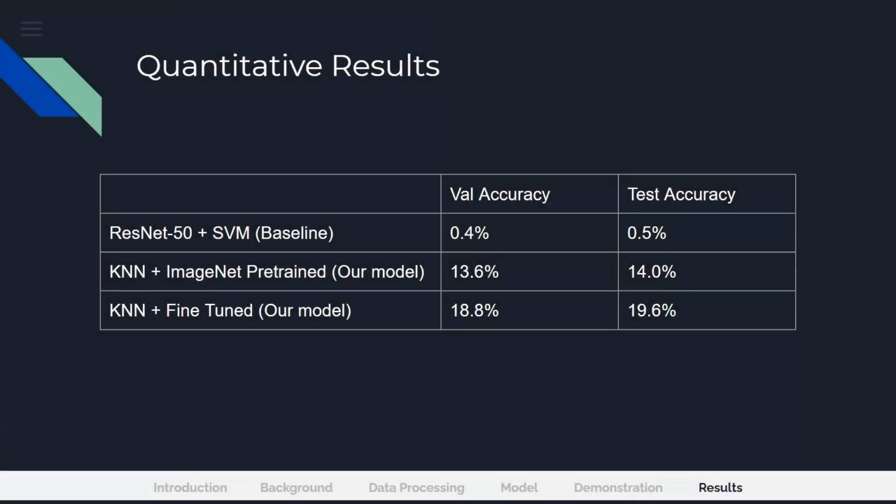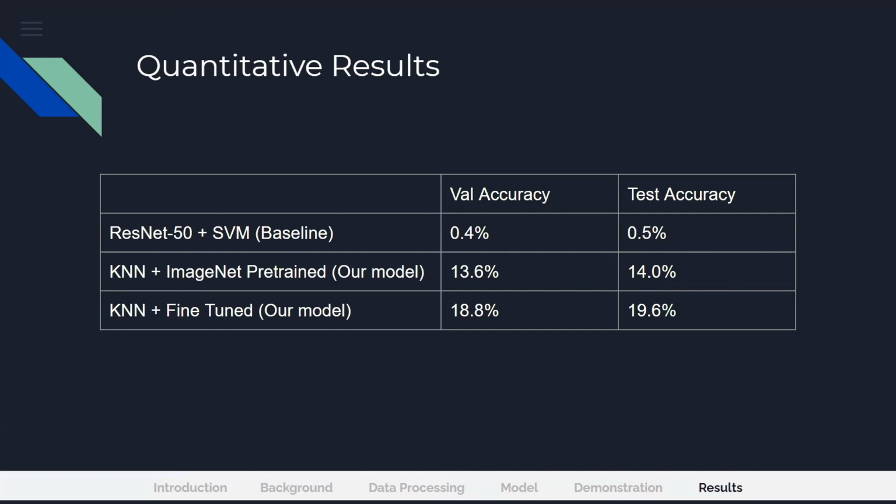Now that we've seen a demonstration of how our model works, to evaluate our model, we have both quantitative and qualitative metrics. Our most important quantitative metric that we used to evaluate our model was validation and test accuracy. While the accuracy on the slide seems quite low at first glance, keep in mind that random guessing will have a test accuracy of 0.1% since there are 1,000 classes.